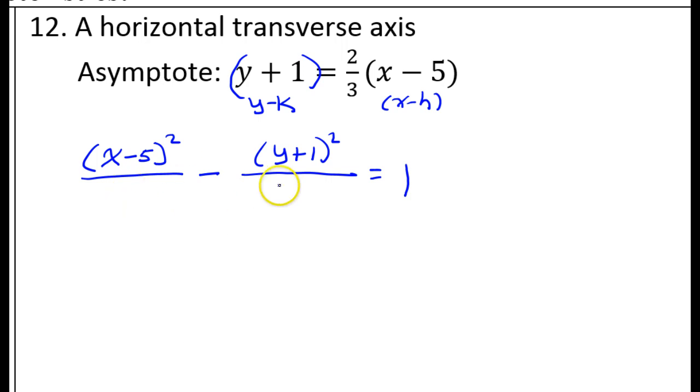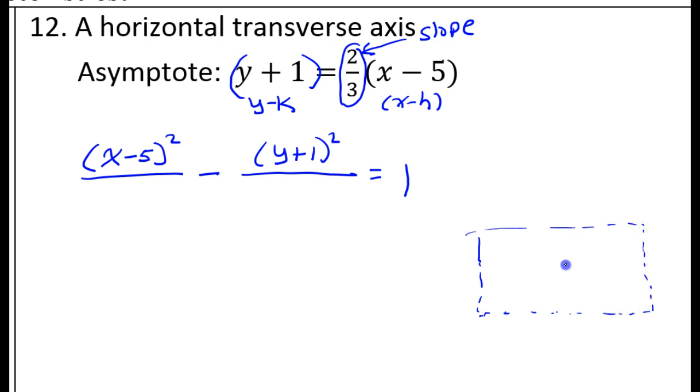Now I just need to find my a squared and my b squared. I'm going to use the slope to help me find this. Okay, this is the slope of the asymptote. Now we have learned that when you're graphing the hyperbola, there's a rectangle that's formed.